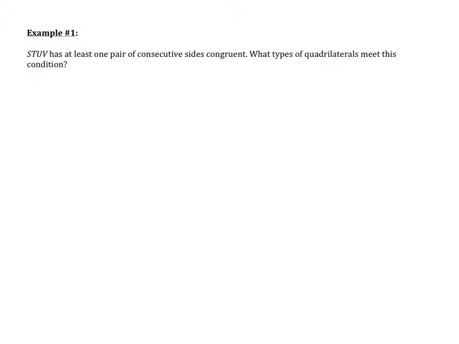So let's first think about our parallelograms. We know in parallelograms, opposite sides are congruent, but not necessarily consecutive sides. But thinking again, going down our quadrilateral family tree, we have rectangles and we have rhombuses. Well, in a rhombus, all four sides are congruent. So that means we would have at least one pair of consecutive sides congruent. Remember, consecutive means that they are touching. So again, a rhombus would satisfy this condition. And if a rhombus satisfies this condition, so would a square, since you would have at least one pair of consecutive sides, meaning they're touching, that are congruent.